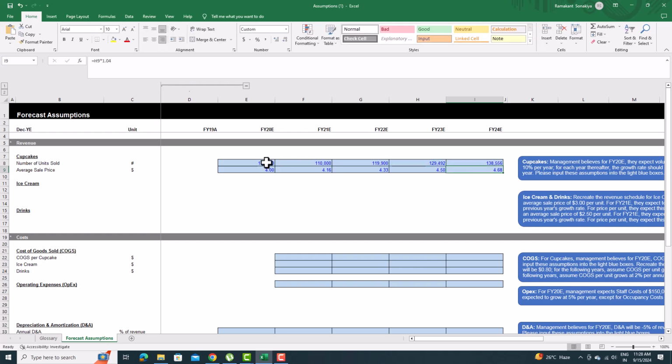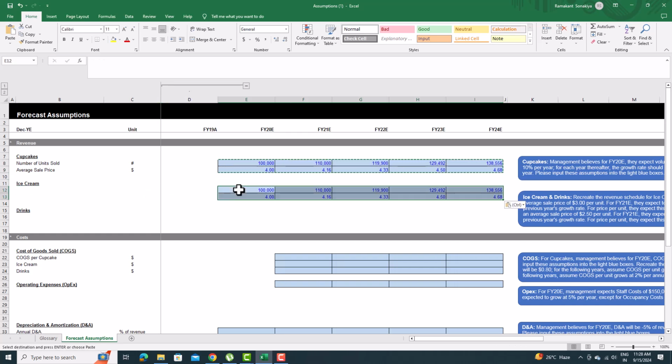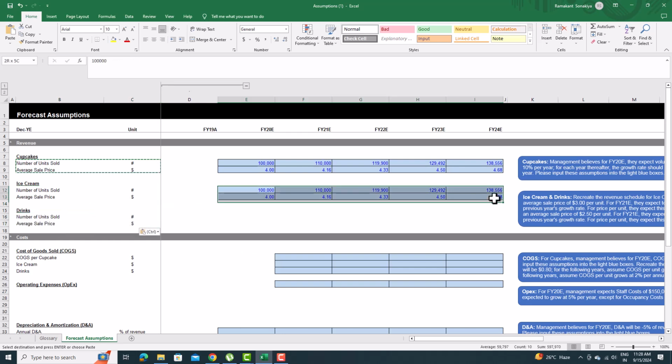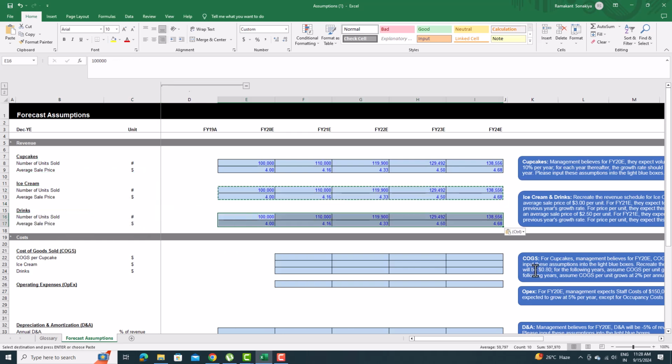Copy the blue cells of cupcakes for ice cream and drinks. As the growth rate is the same for ice cream and drinks, just change the volumes and average price of ice cream and drinks in the cell 2020, and it will automatically calculate the volume and average price from 2021 onward.